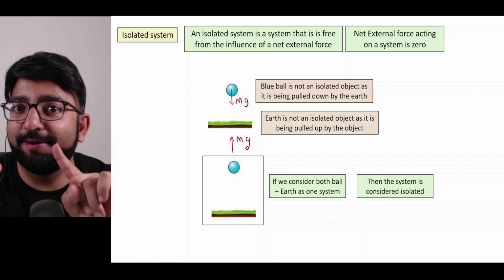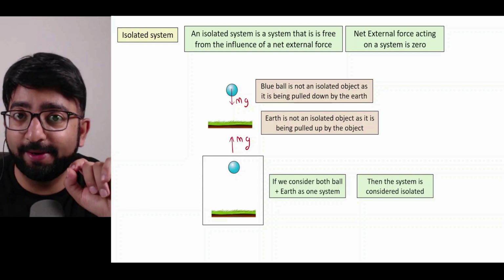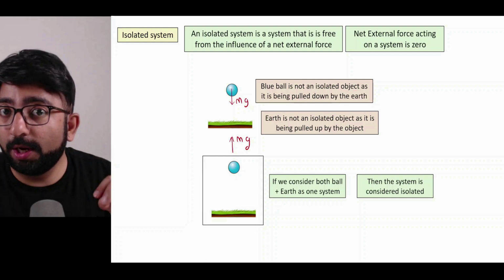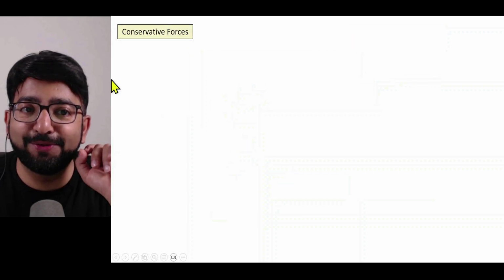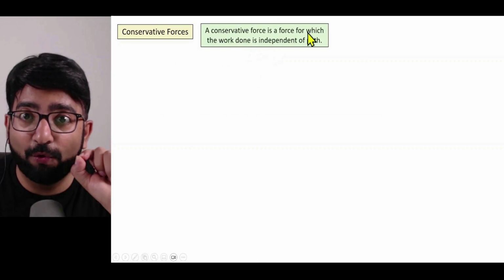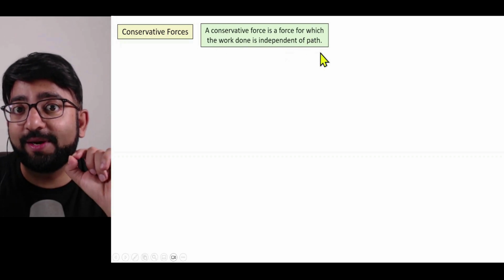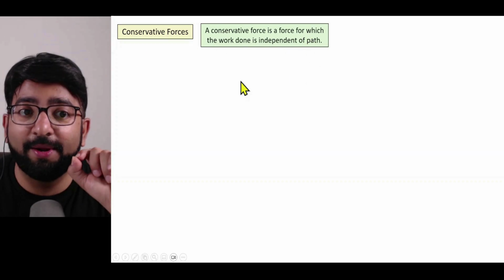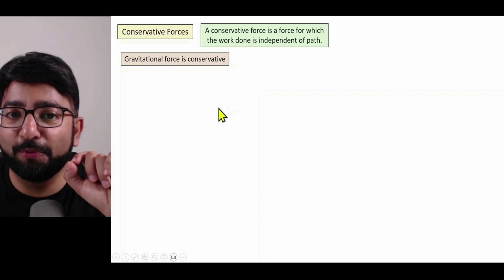So this was the first condition which we need to be careful of regarding the law of conservation of mechanical energy. Number two, whatever forces are acting on the object, they need to be conservative. What is meant by conservative forces? A conservative force is a force for which the work done is independent of the path. Let's try to understand this with an example. Gravitational force is conservative. Let us try to prove it.